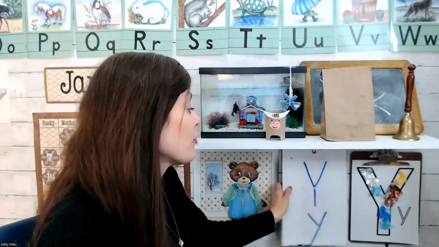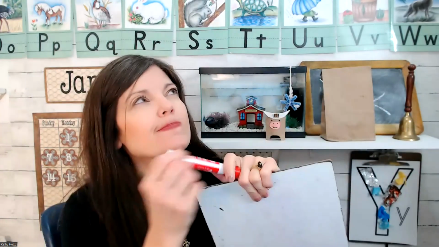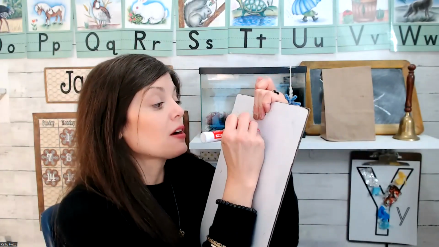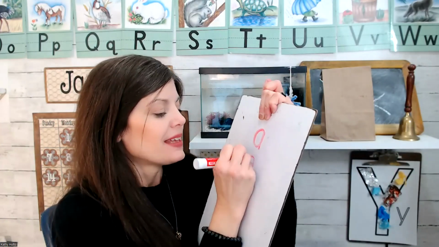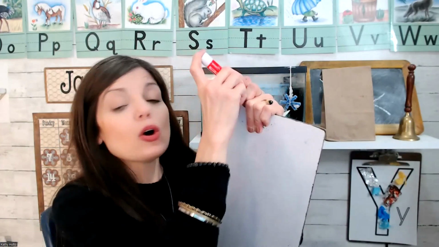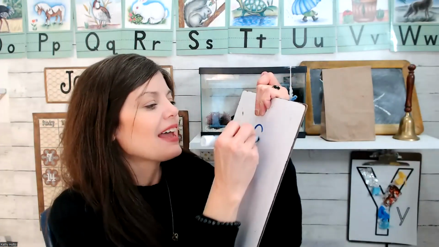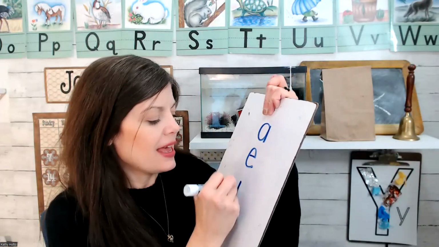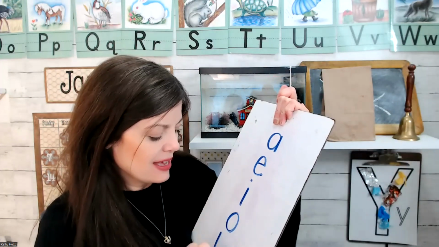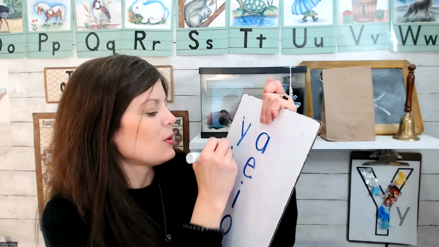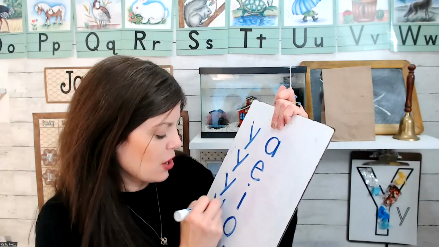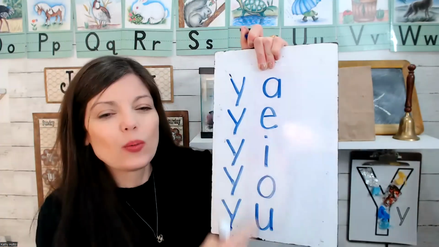Well, letter Y says yuh, as in yell. Let's use that sound for blending. Can you help me remember what the vowels are? The vowels are A, E, I, O, U. A, E, I, O, U. These are the vowels.